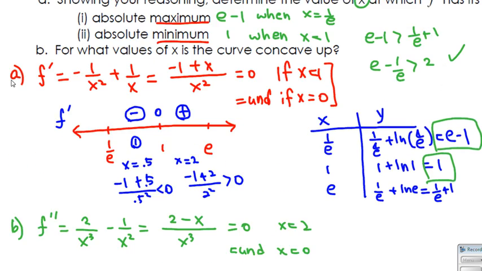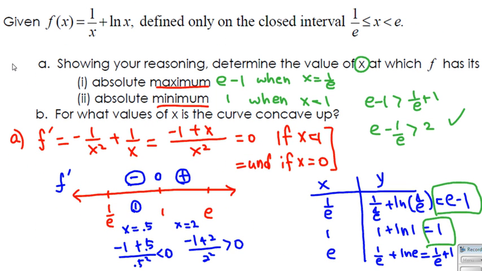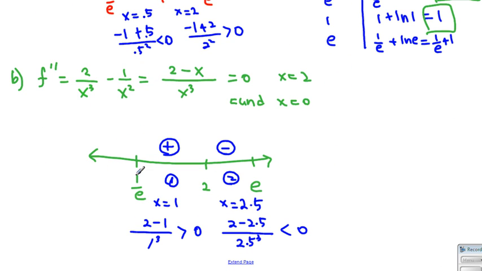So our answer will be, for what values of x is the curve concave up? The answer is when x is 1 over e to 0. That becomes our answer. All right, let us move on to the next question.